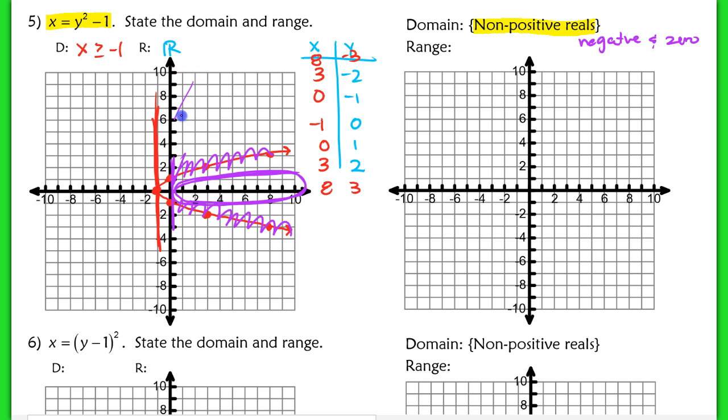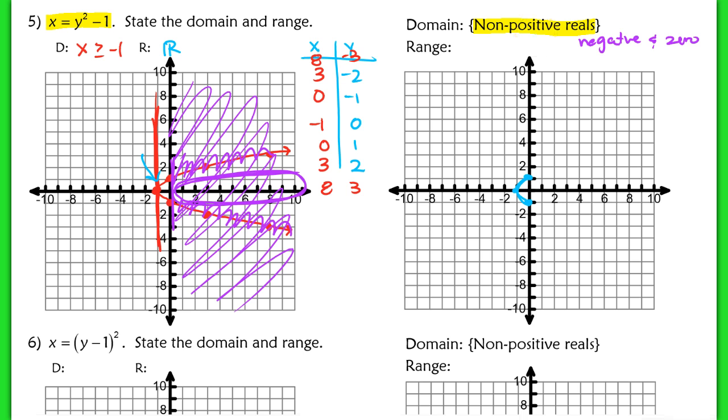So we don't want any of this graph here on the right-hand side of the y-axis. We only want this tiny little portion of our graph right there. These all have negative x values or 0. So I'm just going to plot those few points and then connect them like that. So that's our graph here for a domain of just non-positive reals.